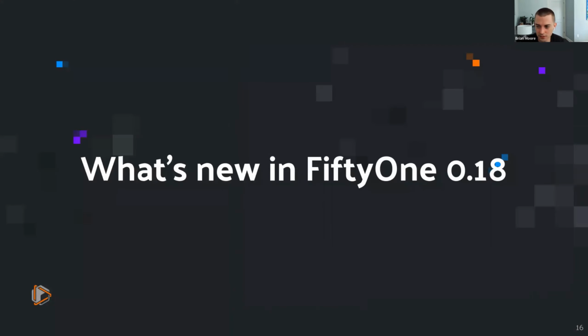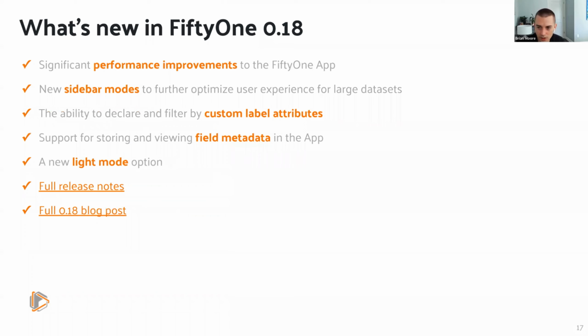So with that said, let's dive into what is new in the latest release, 0.18. Quick highlights: significant improvements in performance in the app. If you're loading large datasets with many fields and/or many samples, you'll see, as I'll show in a bit, that the app loads much faster. Big improvement. It's of utmost priority to us to make it as fast as possible for as large of datasets as possible, and big strides were made in this release towards that goal.